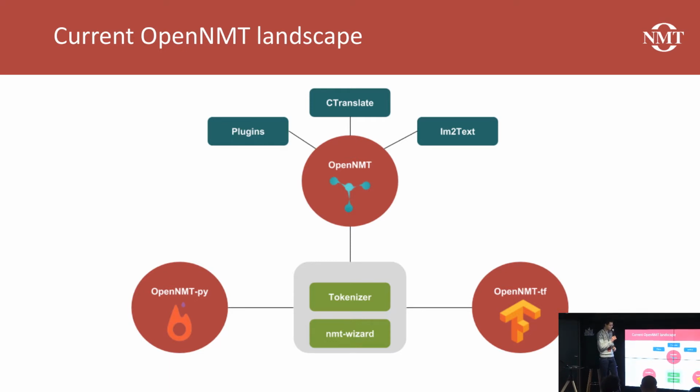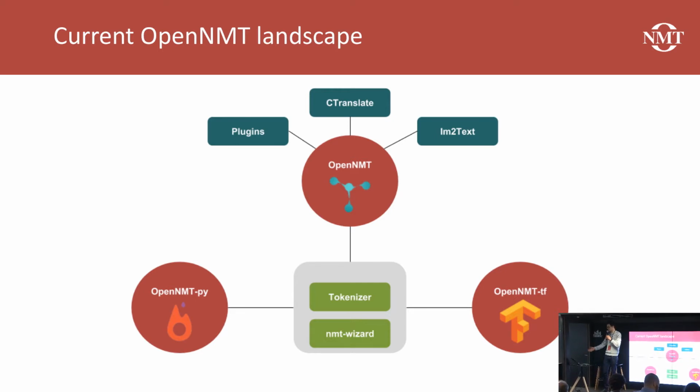And we now try to make some convergence between the three frameworks. So first we have the tokenization that is shared and external. And we have this new NMT wizard that can be used to launch new trainings using these frameworks. And I think this landscape is a bit of an answer to the initial question of why OpenMT is still relevant one year later, is that we kept trying new things and adding new things to the ecosystem.